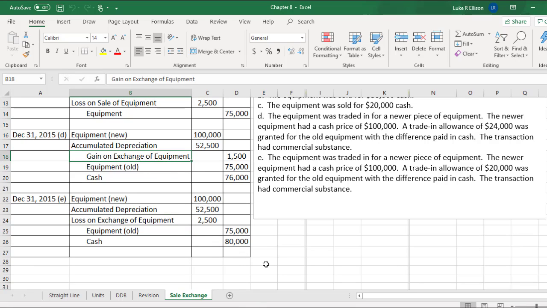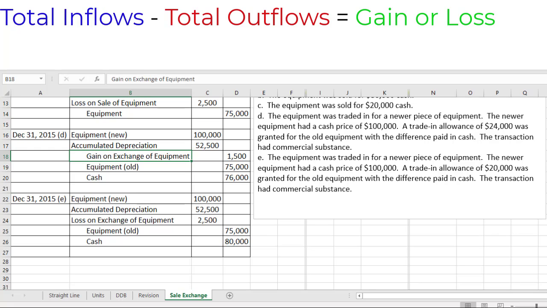So there's another way you can calculate the gain or the loss, and that is by comparing what the company is receiving, or the inflows from the transaction, to what the company is giving away, or the outflows of the transaction. So just as an example, let's look at transaction E here. In this transaction, the only thing the company was getting was the new equipment, which was valued at $100,000. So the total inflow is $100,000.